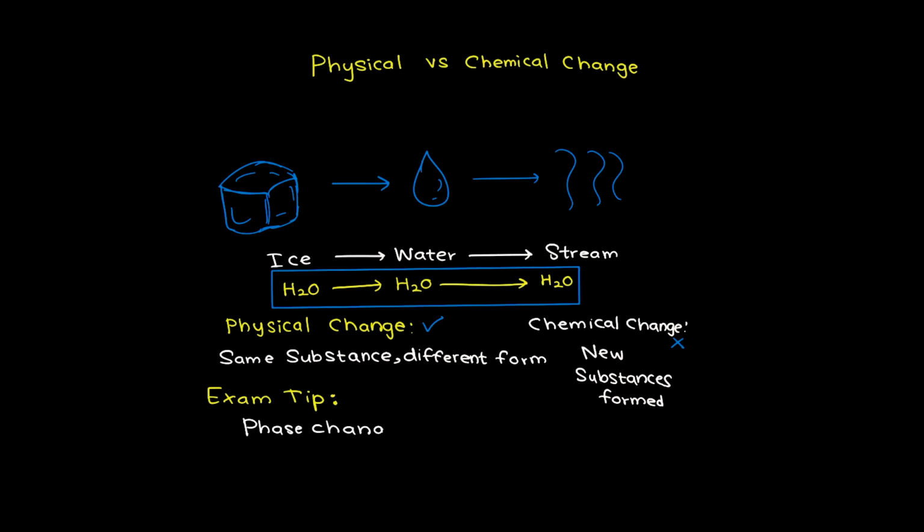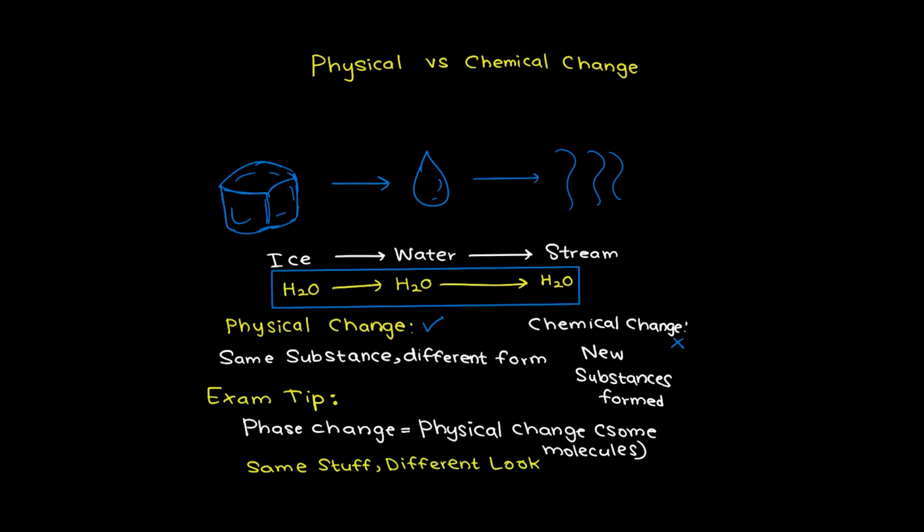Here's a WGU C165 OA exam tip for you. Phase changes are always physical changes. If the chemical formula stays the same, it's physical. The phrase "same composition" or "same molecules" signals physical change. Quick recall hook: same stuff, different look. Physical changes alter appearance, not identity.